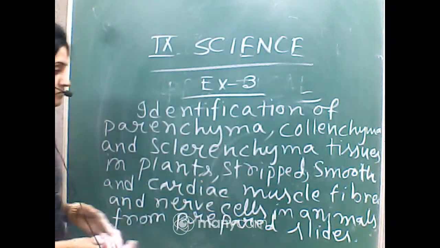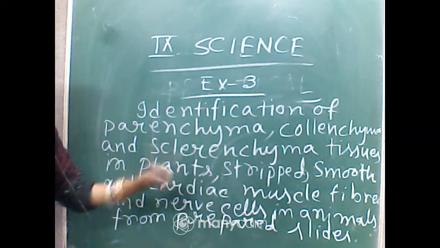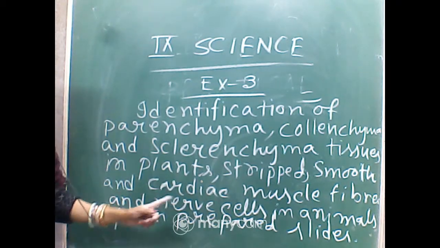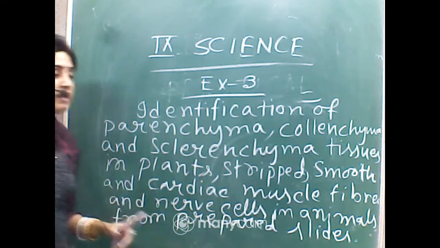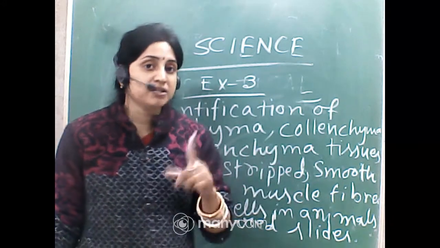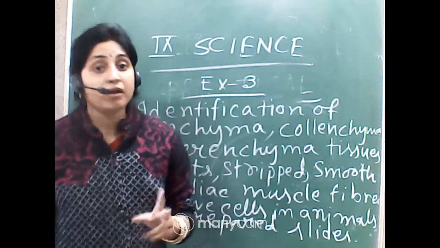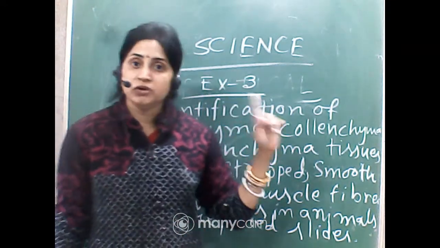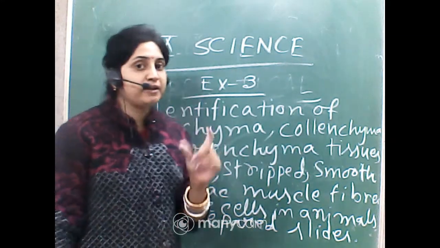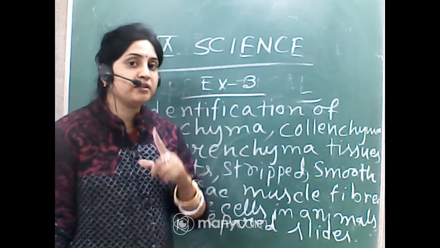Okay, so this is the aim: identification of the parenchyma, collenchyma and sclerenchyma tissues in plants, striped, smooth and cardiac muscle fibers and nerve cells in animals from the prepared slides. And you must remember the date when I complete that practical, because you have to write down the date when I completed that practical in your practical notebook. Okay, if you forget, you just see my old videos on YouTube. I will check who never indicates the date in the practical. I will cut all the marks, because the date is the most important thing in the practical laboratory notebook.